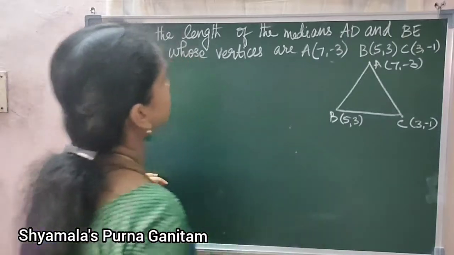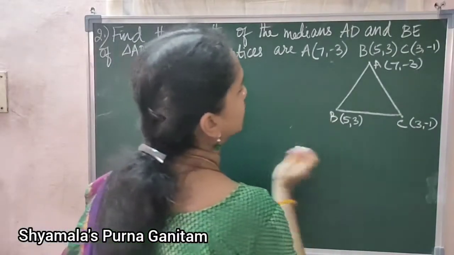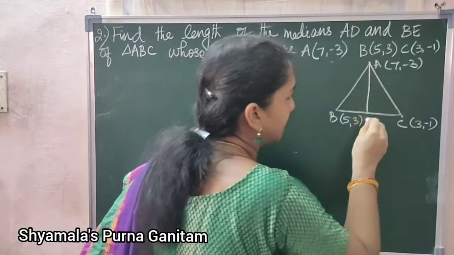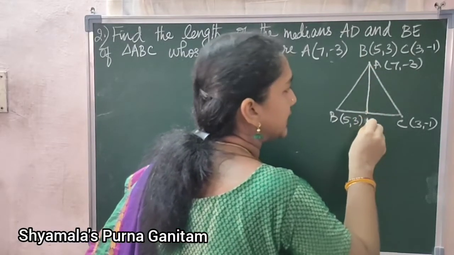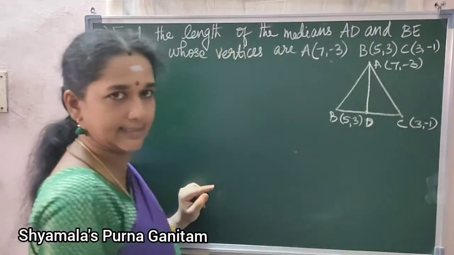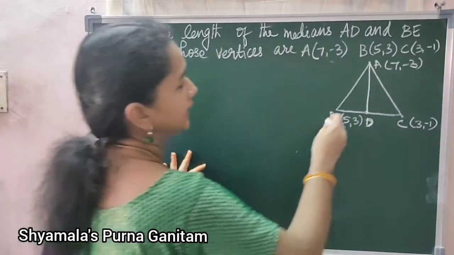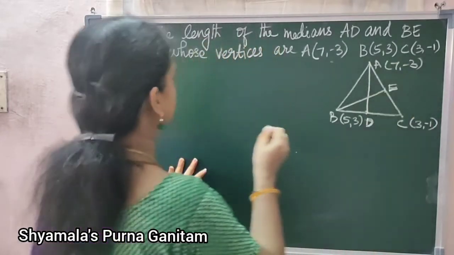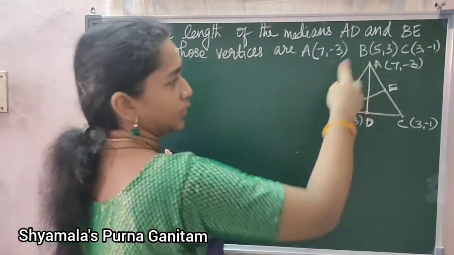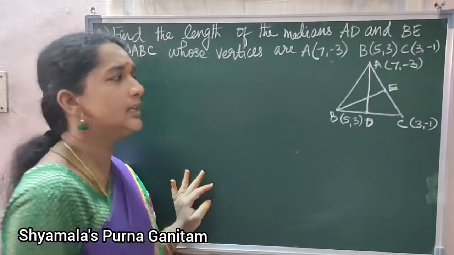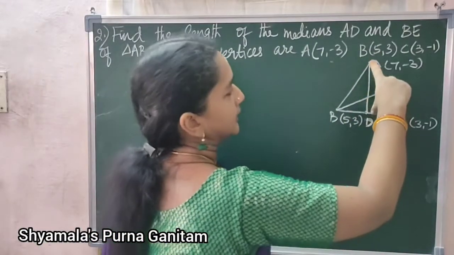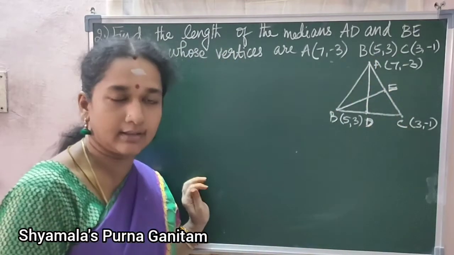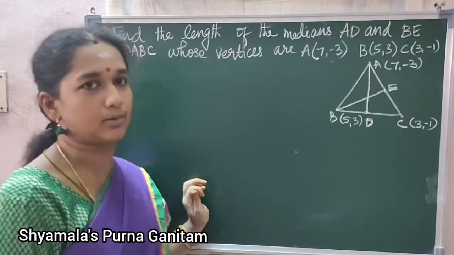So here it is medians. You are asked to find the medians AD. So obviously you will get the median here. So this D is the midpoint of BC. Okay, then BE. So as usual, E is the midpoint of AC. Whose vertices are A, B, C. So you are asked to find the length of the medians AD and BE. Since it is given as the length, you have to use the distance formula only.